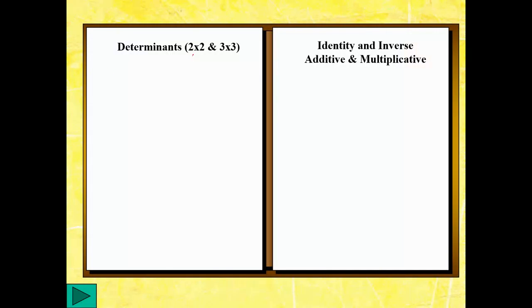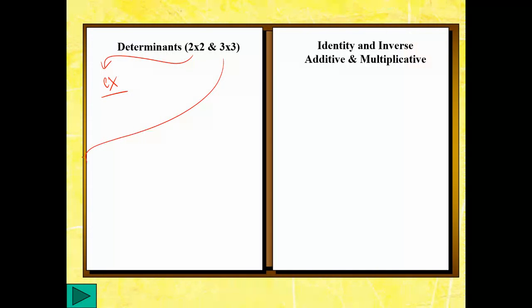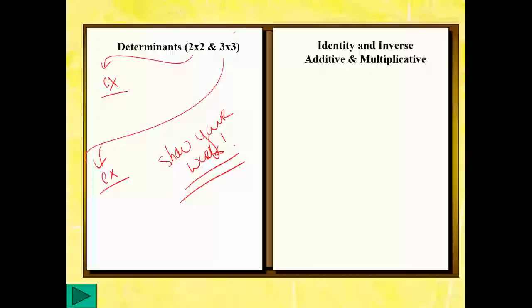So maybe with the 2 by 2, we want to do an example. And with a 3 by 3, we want to do another example, right? Our calculator can do these for us. And again, that is a great thing to check. But I would make sure that you know how to do it by hand, right? So I'm really just going to emphasize, show your work. Right? So maybe I would use this page and probably do 2 examples. Do an example of 2 by 2 and an example of 3 by 3.